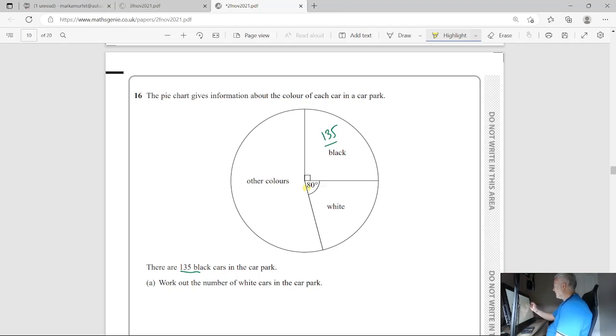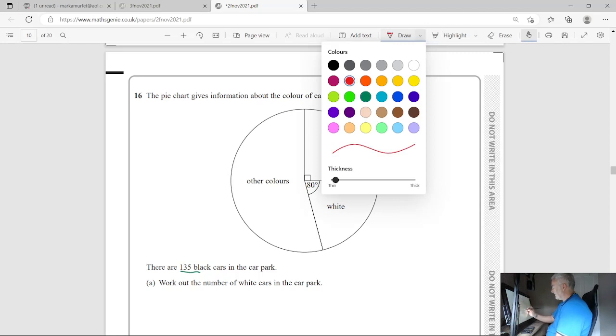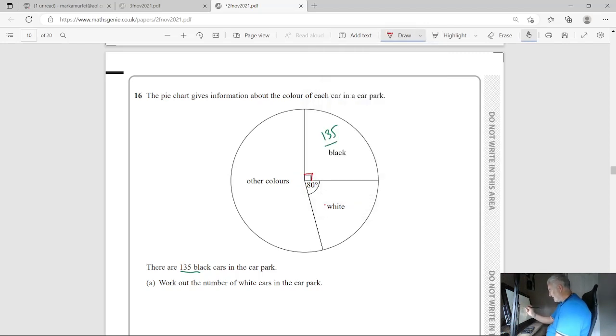And we've got the other value, which they try to sneak in, is 90 degrees. 80 degrees, sorry. So we've got 80 degrees and we've got 90 degrees. We want to know how many white cars there are. If I could find what 1 degree is, to get from 90 to 1, I divide by 90. And then to get from 1 to 80, I times by 80.